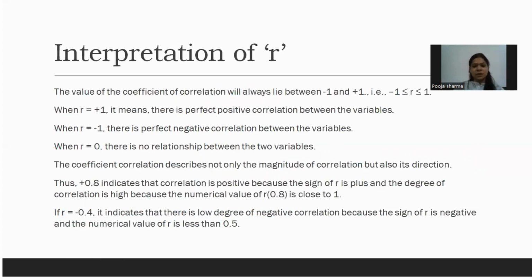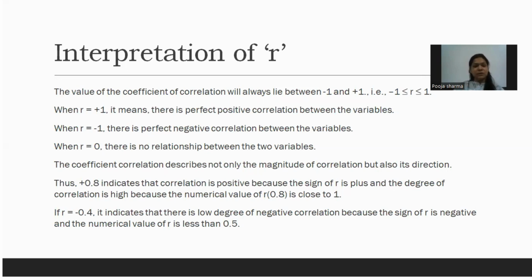Now, the interpretation of r. r is your coefficient of correlation. The coefficient of correlation lies between -1 and +1. If your r is equal to +1, that indicates a perfect positive correlation between the variables. Perfect positive correlation means the two variables are deviating in the same direction with the exact same percentage.